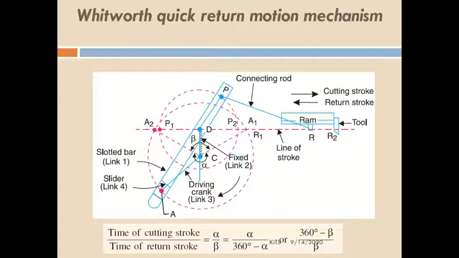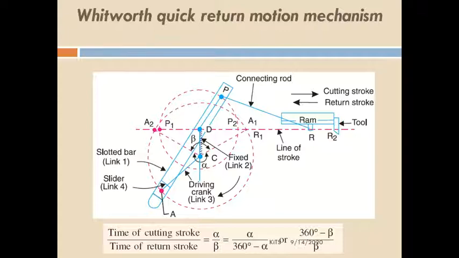In many machining processes, they are using the Whitworth quick return mechanism and the Crank and slotted quick return mechanism. In the name itself, we can understand one thing. Look at the name, Whitworth quick return mechanism. Quick return mechanism. That means the return motion will be quicker than the forward motion.